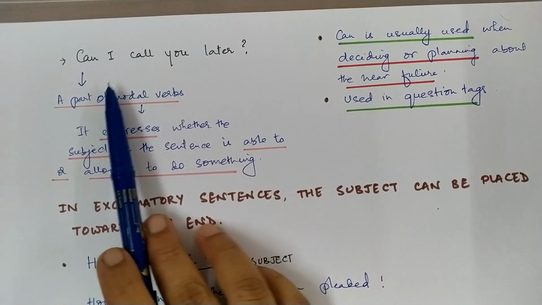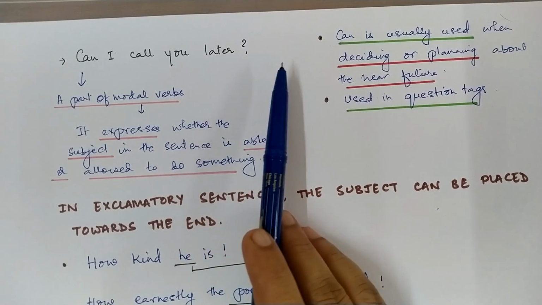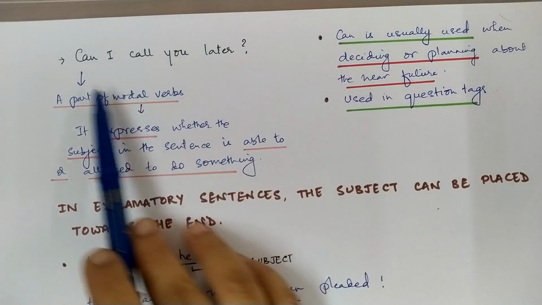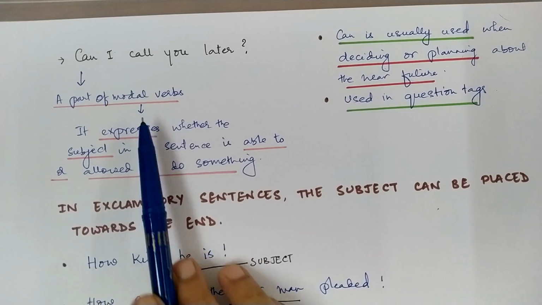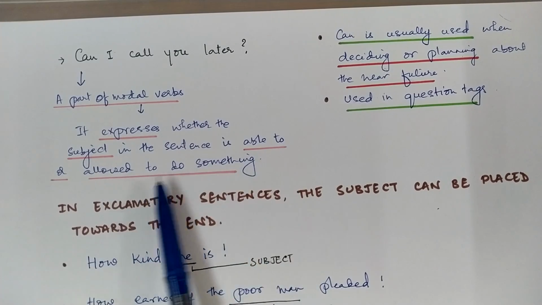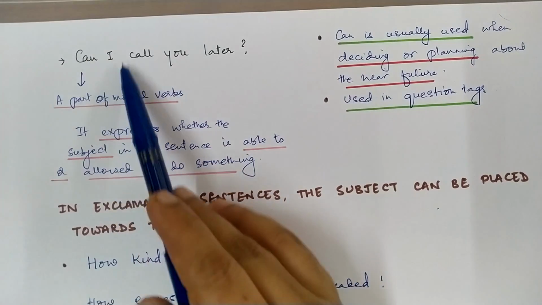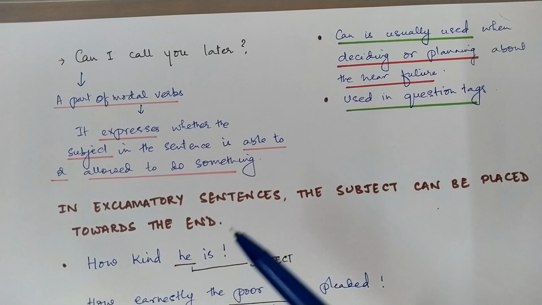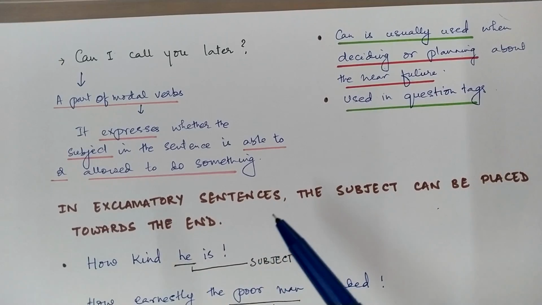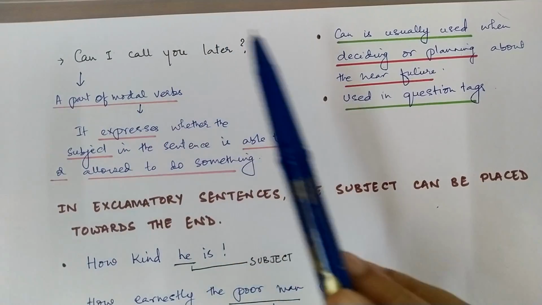In this sentence, can I call you later is a question sentence which is waiting for an answer from the receiver. Now it is used in question tags. What is used in question tags? Can is used in question tags. It is a part of modal verbs which expresses whether the subject in the sentence is able to or allowed to do something. Now what is the subject over here, children? It is I. I am asking you whether I can call you later. So I am asking whether I am allowed to call you. That means allowed to do something, in this example, call. Can I call you later?